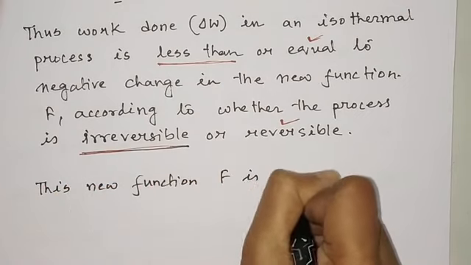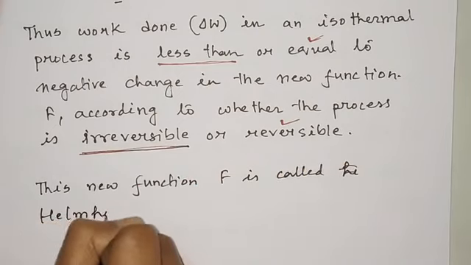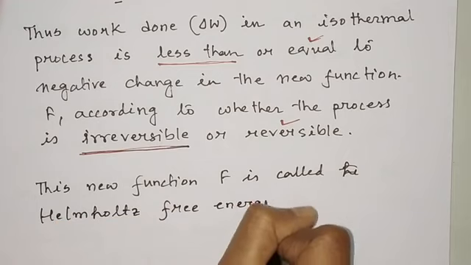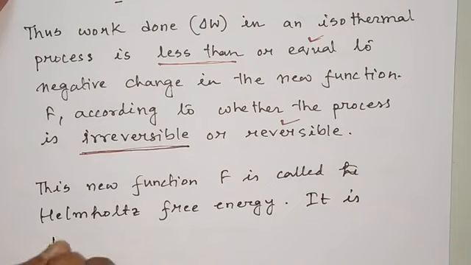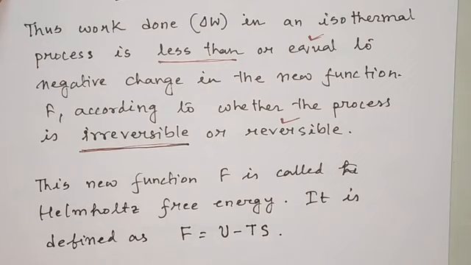So we can say that this new function F is called Helmholtz free energy, and it is defined as F equals U minus TS. It is one of the thermodynamic potentials, defined as F equals U minus TS, where U is the internal energy, T is the temperature, and S is the entropy of the system.